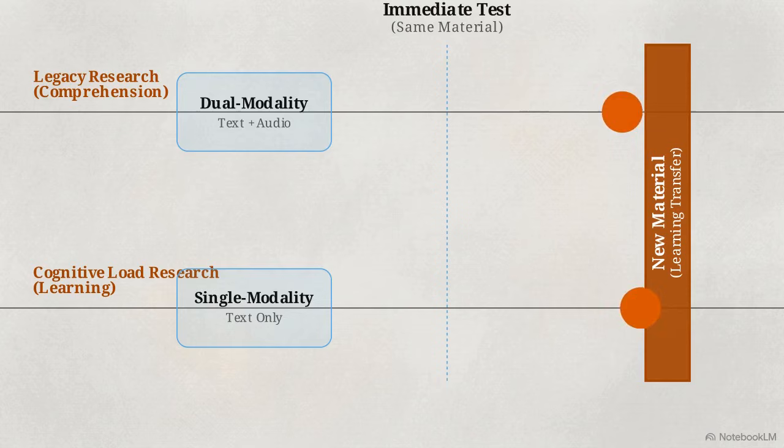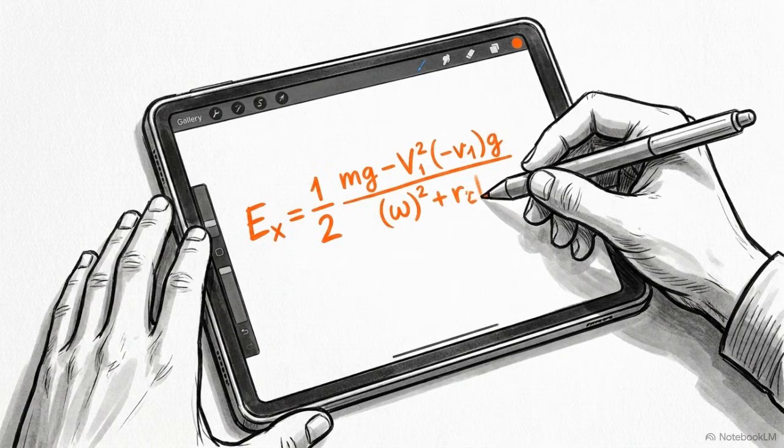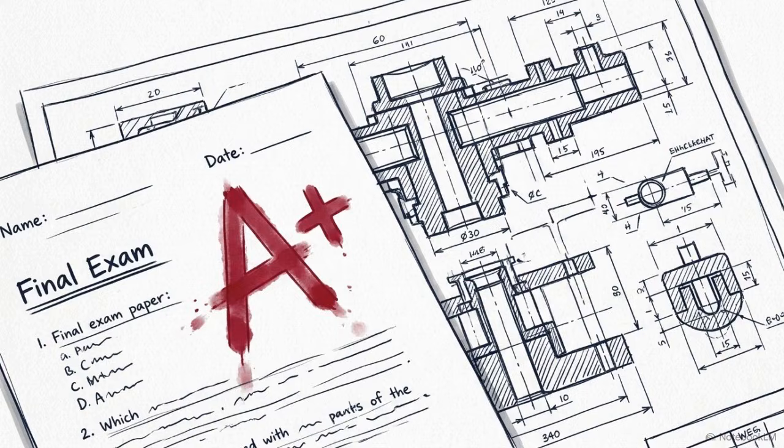Rigorous testing forces learners to apply acquired schemas to entirely new, unseen material. Under those conditions, the single modality learners vastly outperform the dual modality learners. Short-term comprehension is an illusion. True instructional design must prioritize the long-term transfer of schemas, which redundancy actively prevents.